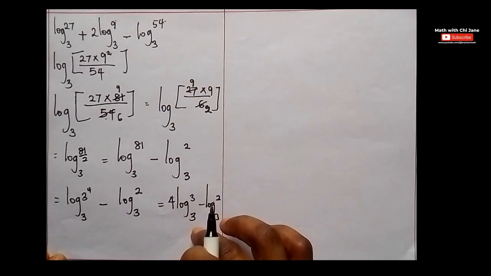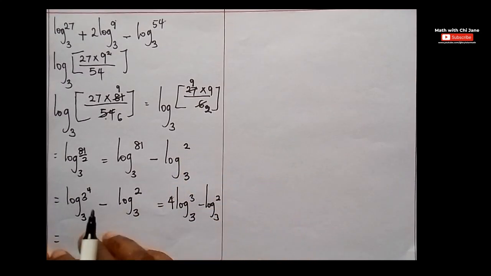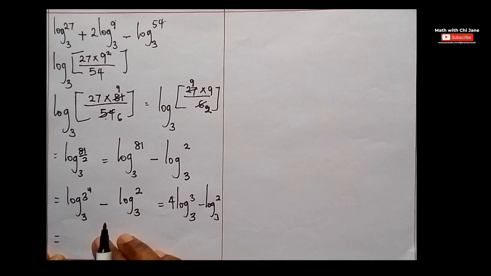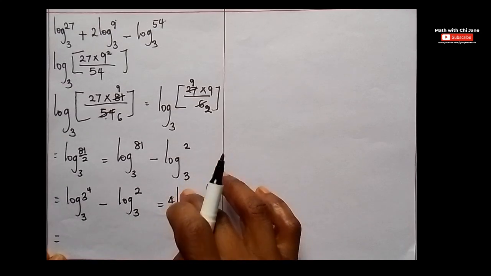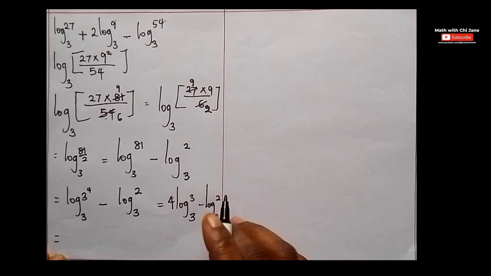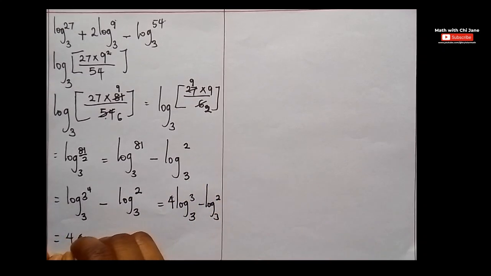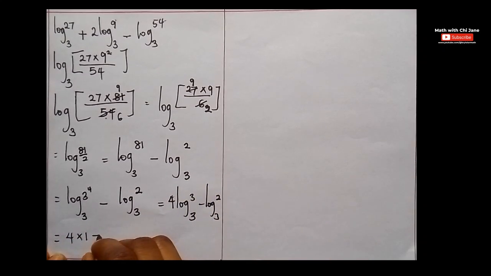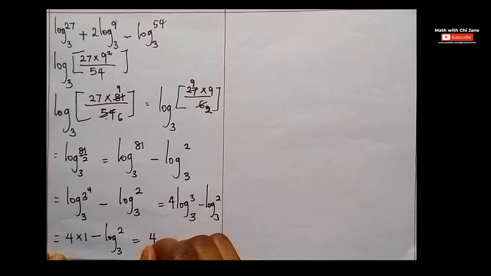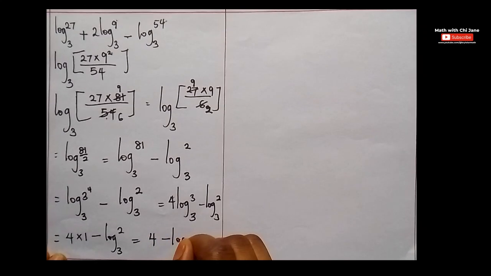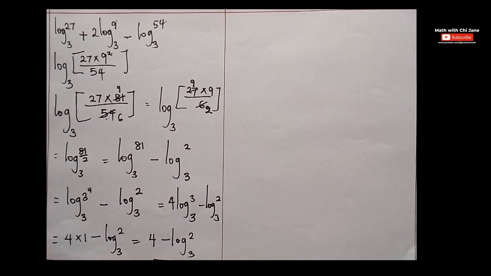Log 3 base 3 will give us 1, from one of the laws of logarithm. We say where the number and the base are the same, the answer gives us 1. So we have 4 times 1 minus log 2 base 3. So our final answer, 4 times 1 will give us 4 minus log 2 base 3. That's the final answer.